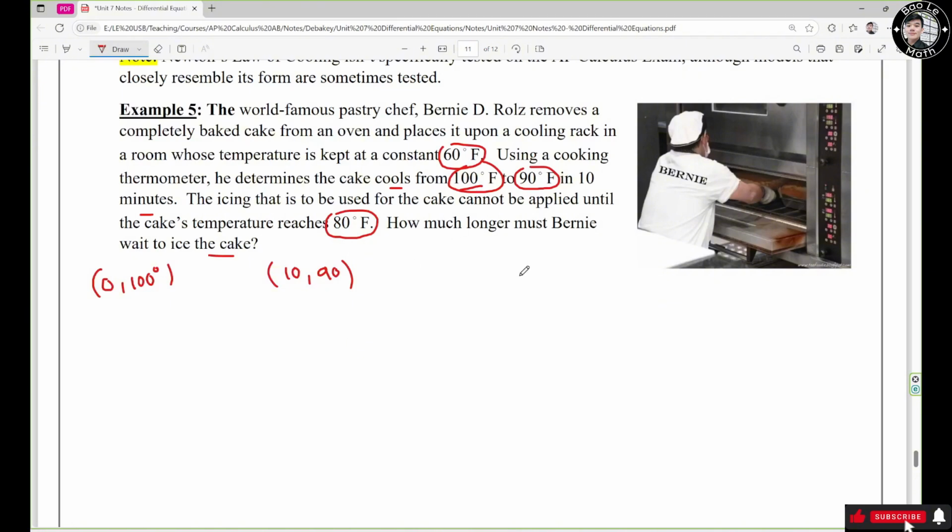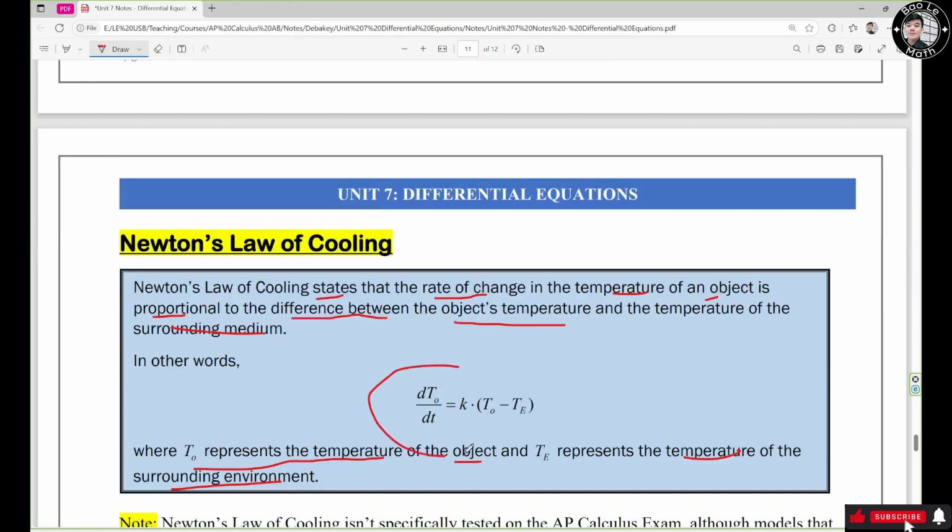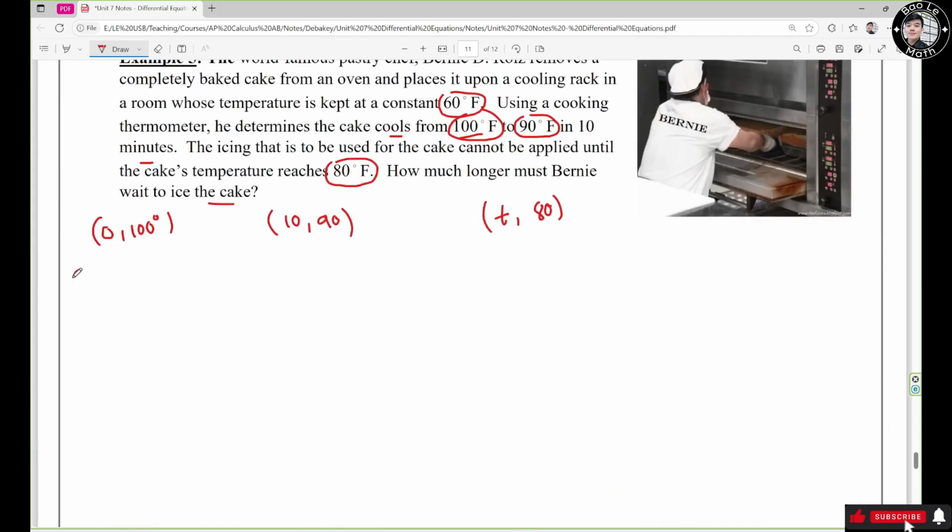Now the question asks you to find at what time t the temperature reaches 80 degrees Fahrenheit, right? So you're going to use the formula right here. You have dT over dt equals k times T minus Te. But Te right here is 60, so you need to substitute 60 for Te.